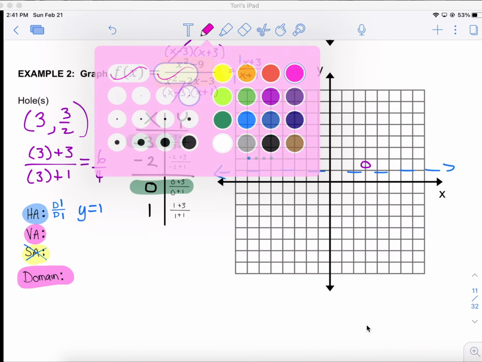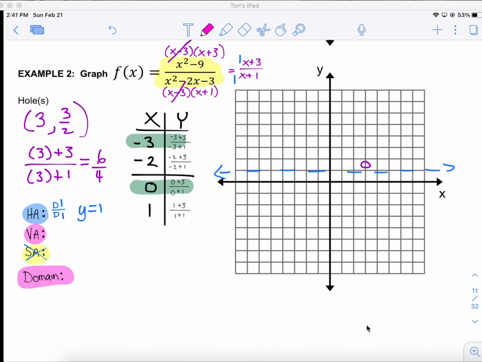Vertical asymptotes I get by setting the bottom equal to 0. So if I did x plus 1 equals 0, I would end up with x equals negative 1 as my vertical asymptote. So let's graph it. I don't have a slant asymptote this time based on my degree. You would never have a horizontal and a slant. You'd have one or the other, okay?